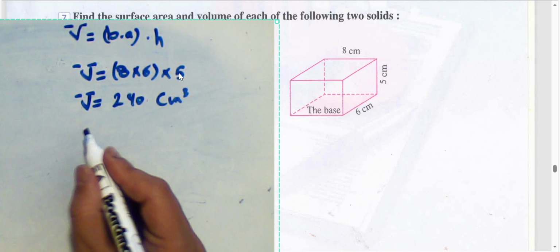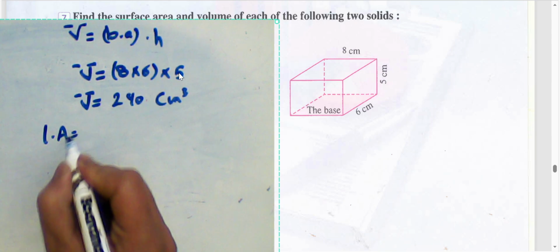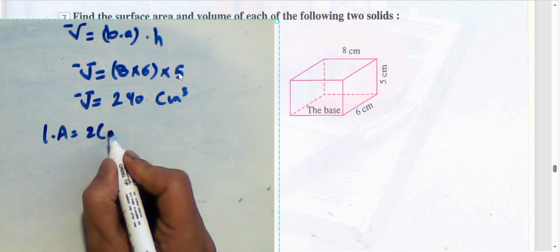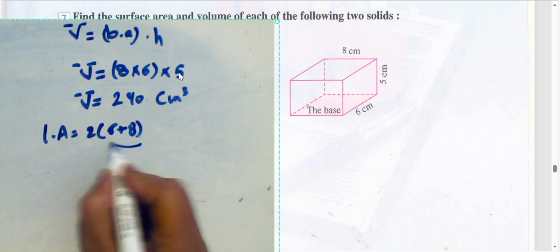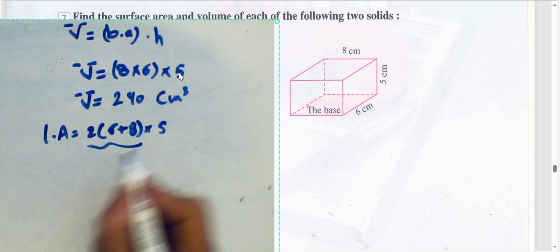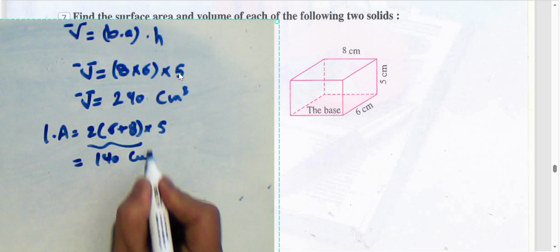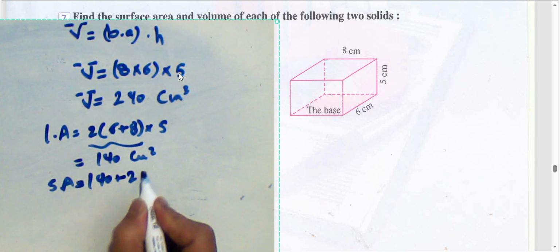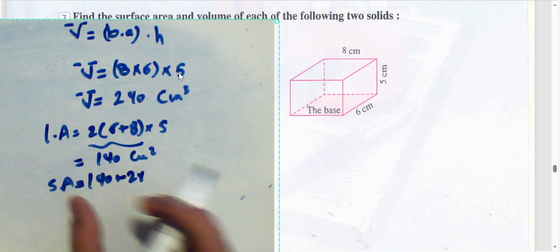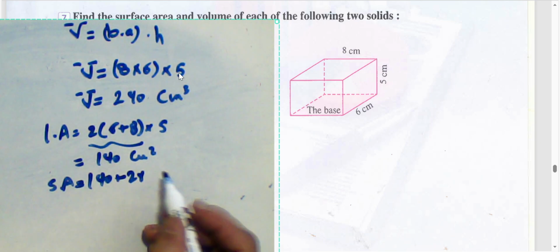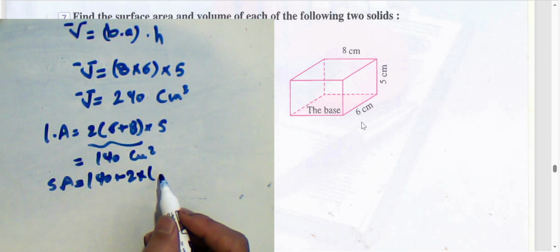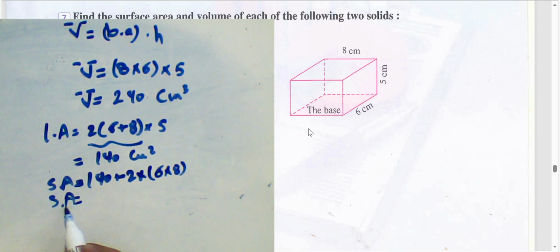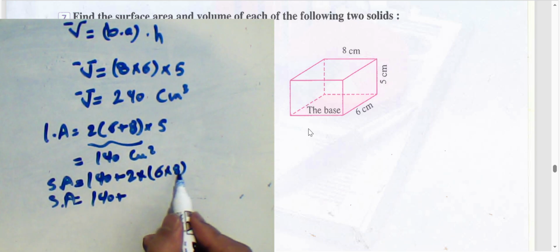Understood? And what about lateral area? Lateral area will be perimeter of the base times the height. Perimeter of the base is twice the sum of length and width, 6 plus 8, the perimeter of the rectangle, times the height 5. Then the result will be 140 square centimeter. And the surface area, we can find it as lateral area plus the area of two bases. The base here is a rectangle, two dimensions 6 and 8. Then the surface area will be equal to 140 plus 2 times 6 times 8.